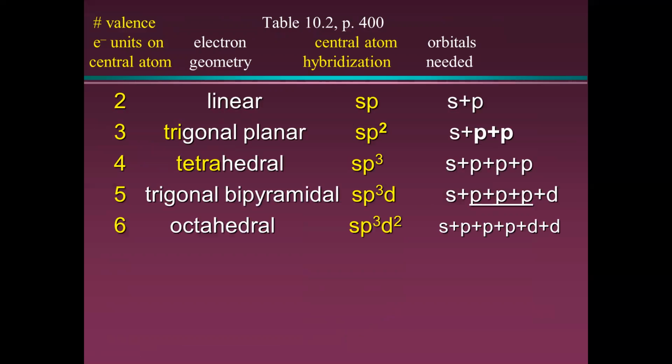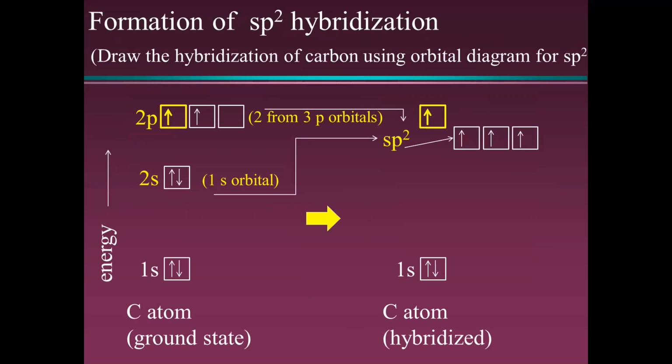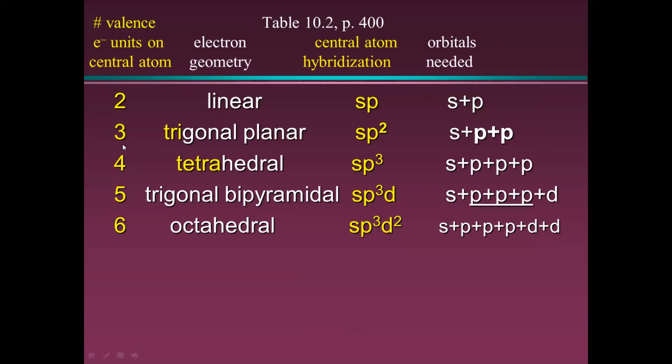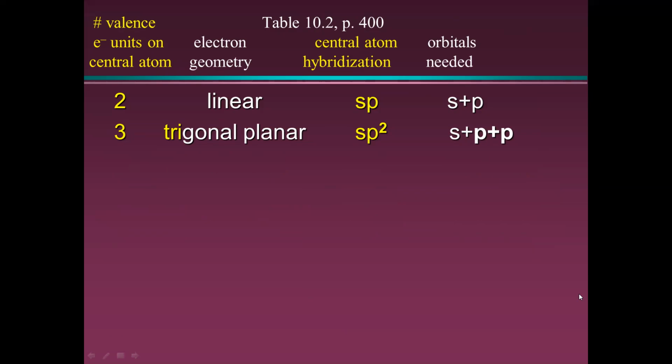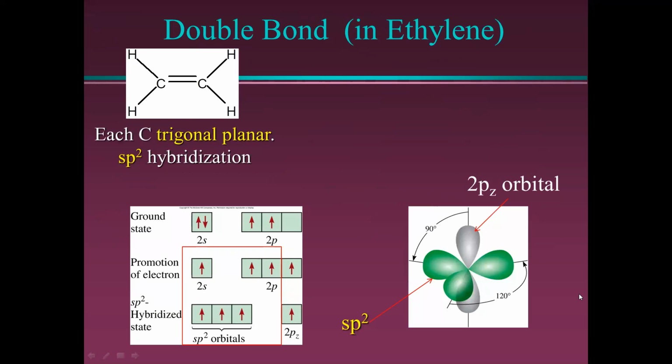Okay, this again shows how to determine what kind of hybridization. Like I said, like the previous slide, if you have 3 electron units, that means it's sp2. It's trigonal planar. Trigonal planar, you see here is trigonal.